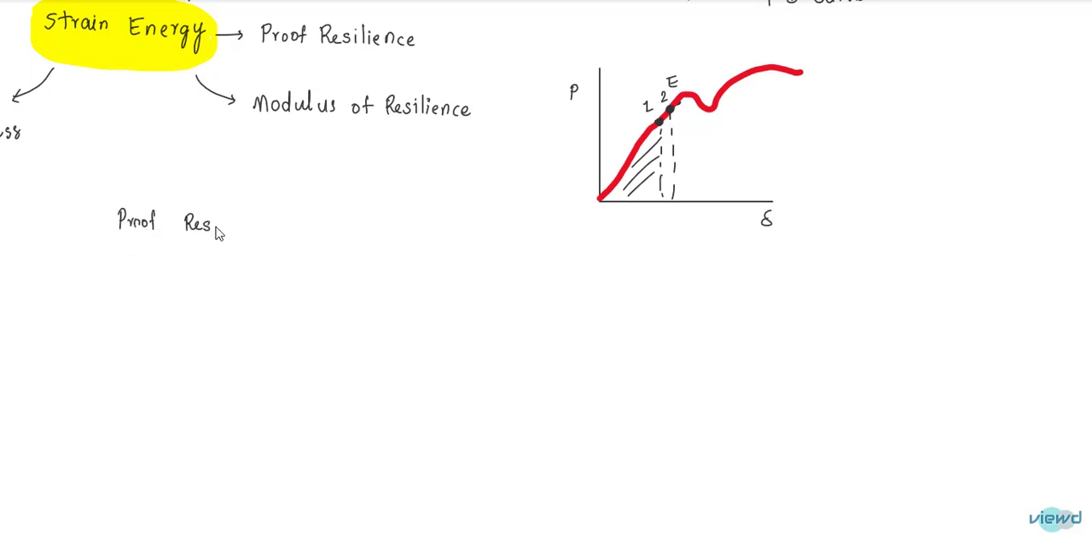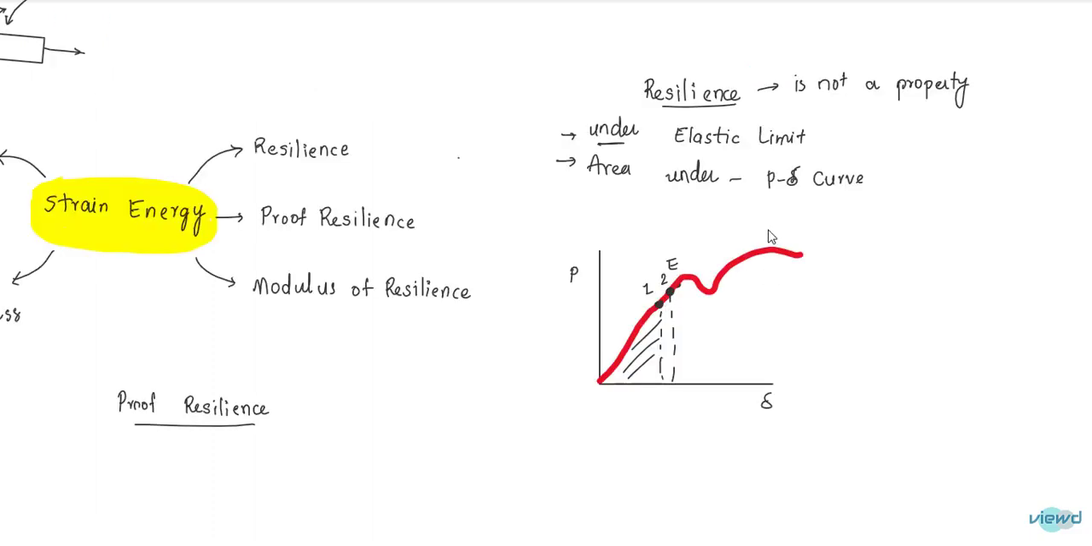Proof resilience. Resilience is equal to the normal strain energy, that means sigma square by 2E into volume. This is the resilience. What is sigma? Sigma is the applied stress, the stress up to which it is applied, and resilience is also half into P into delta.